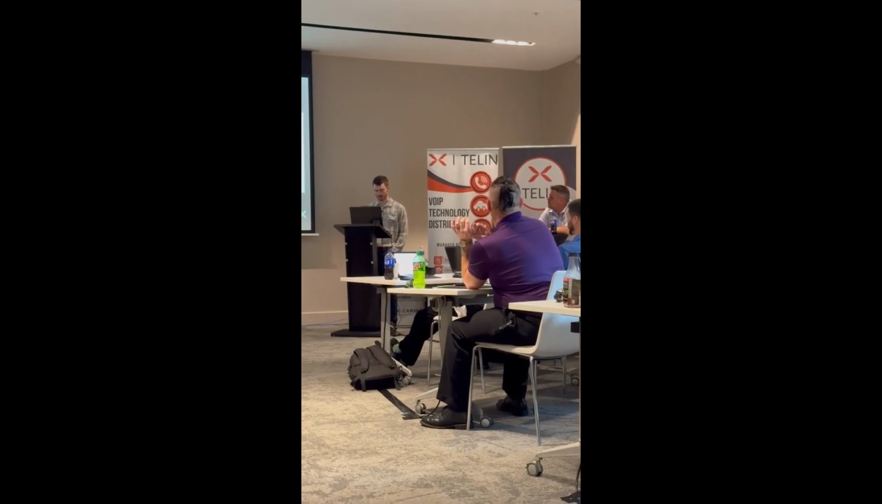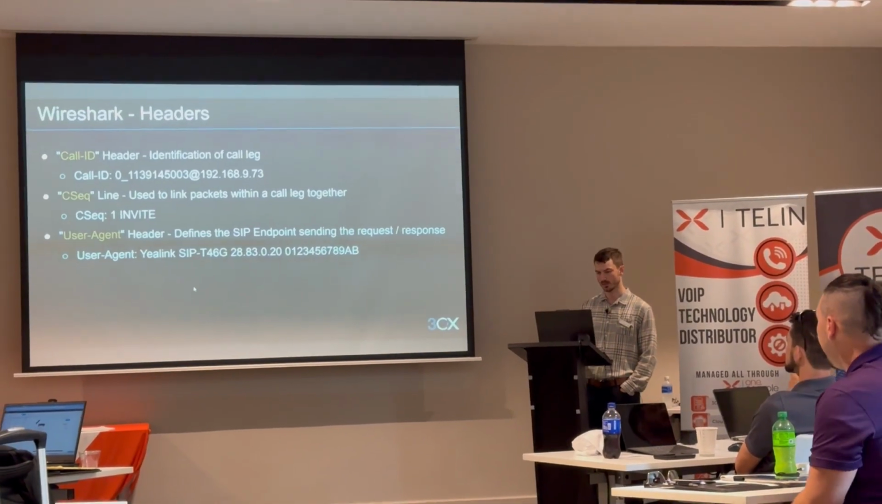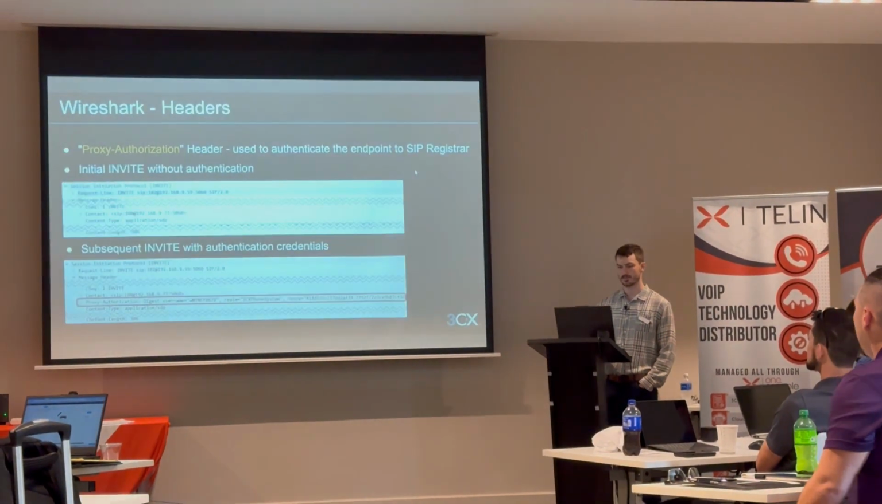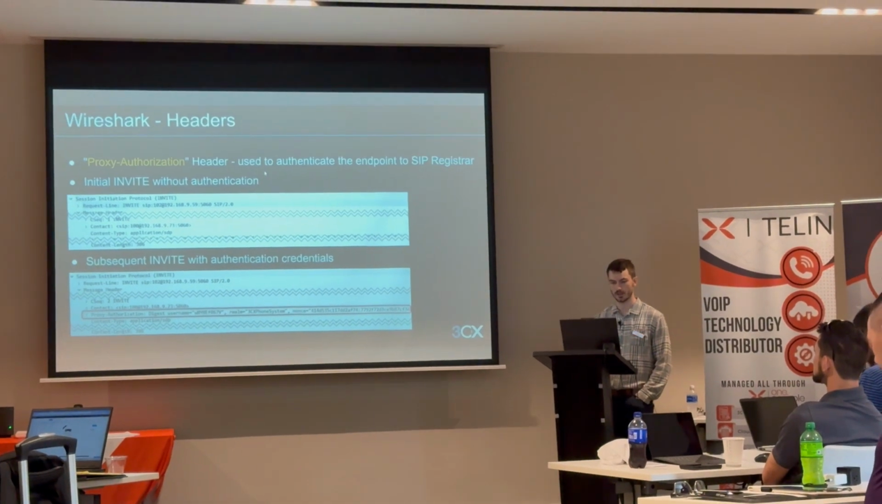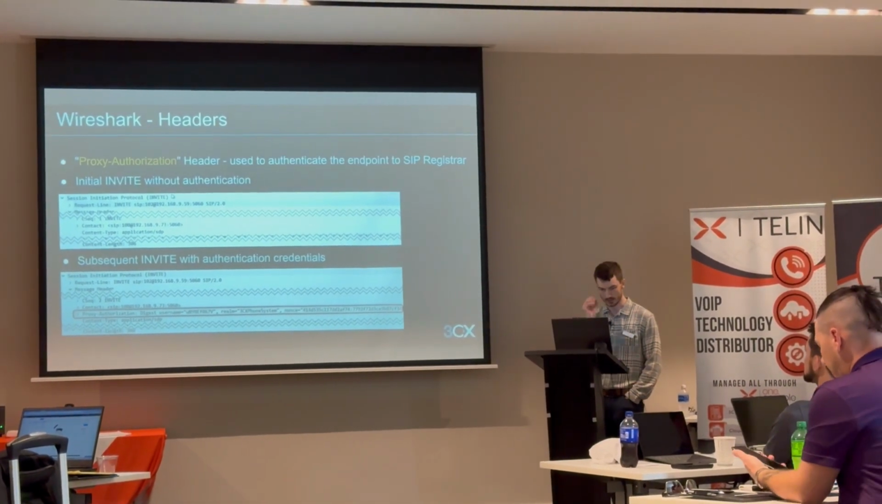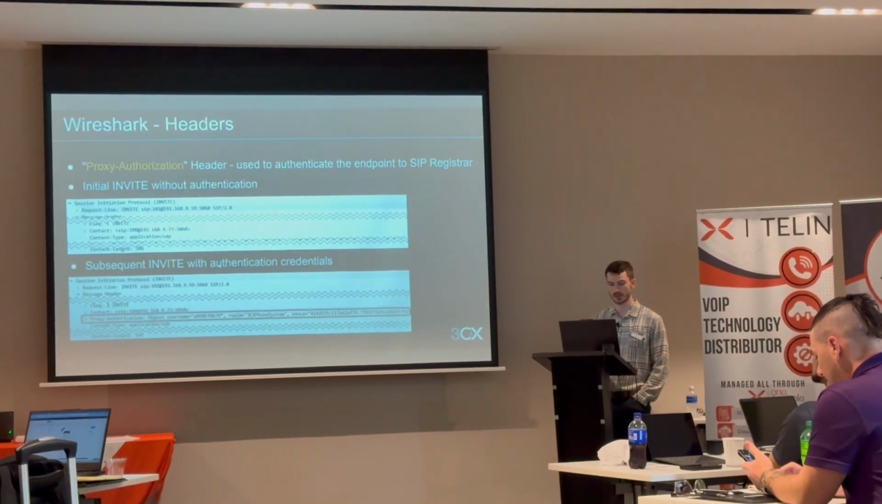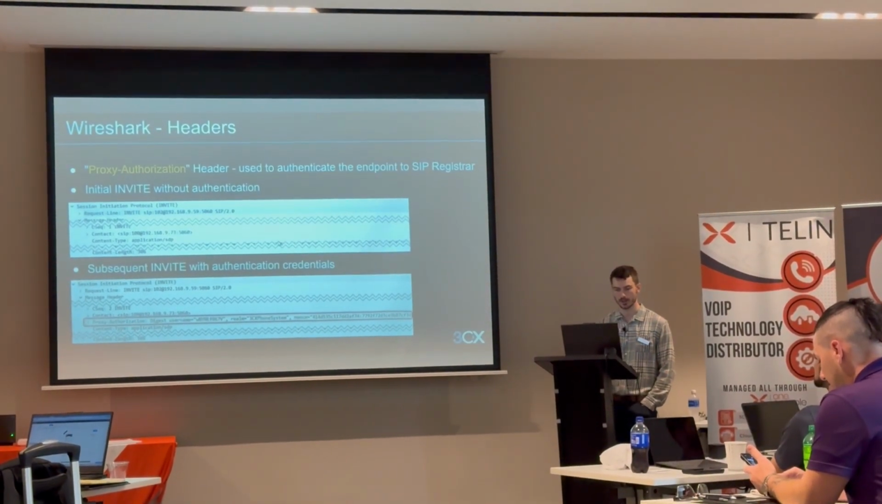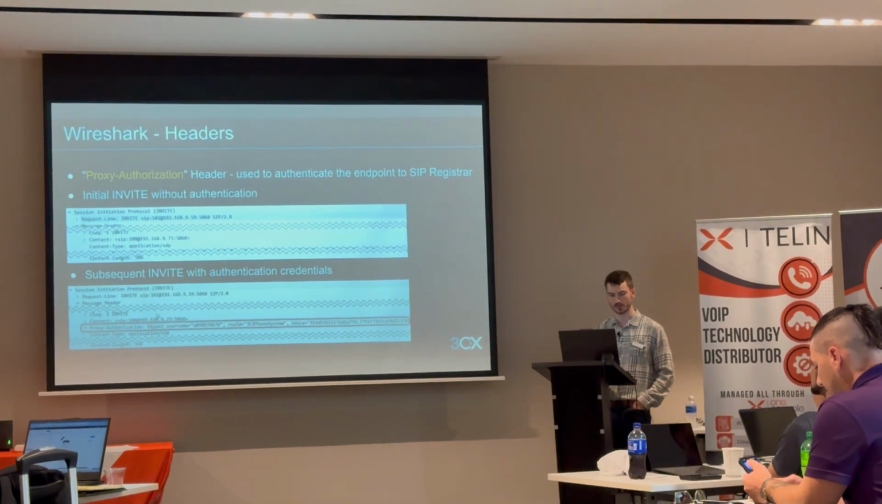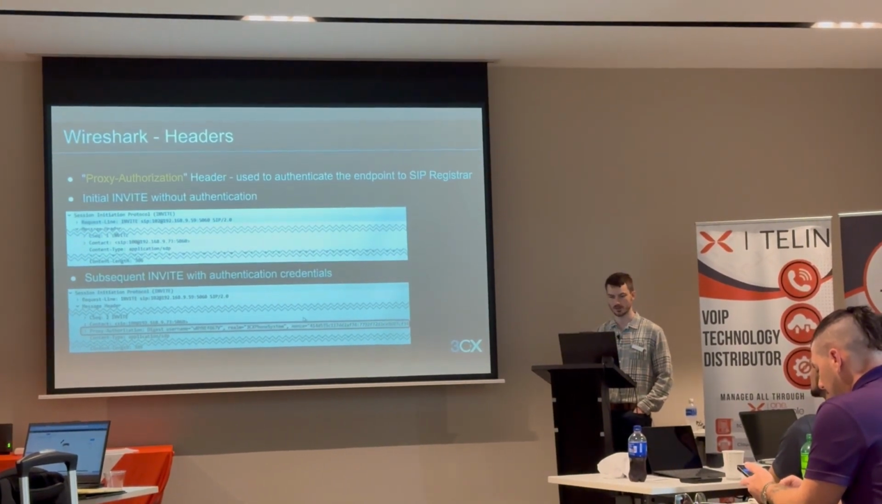So we just talked about the block link and setting that call invite. Next, we have the proxy authentication header. This is going to be left out in the initial invite, and then once that authentication information is requested, the subsequent invite will be sent with those authentication details.